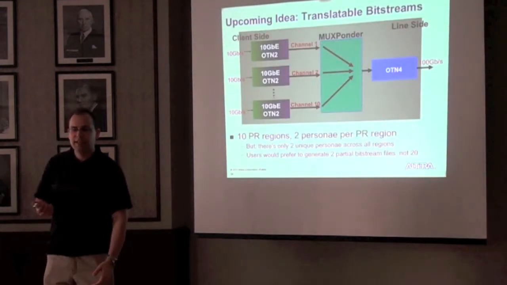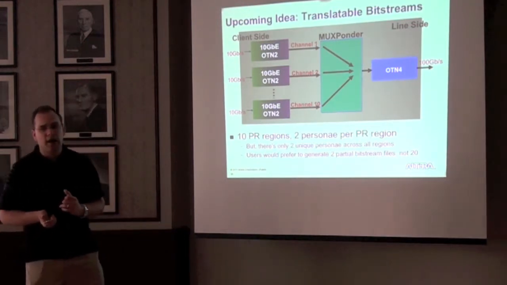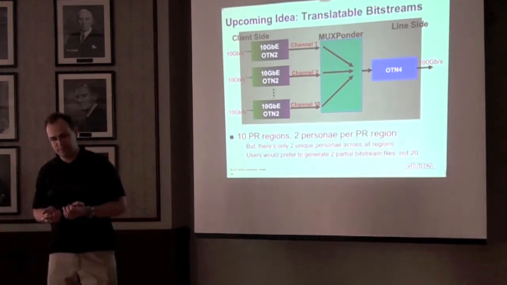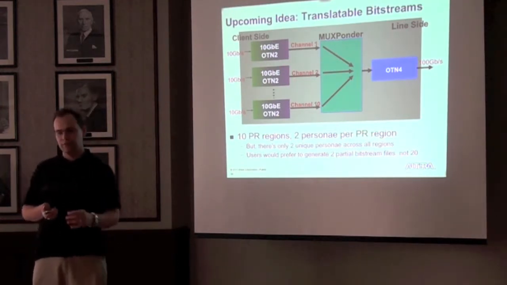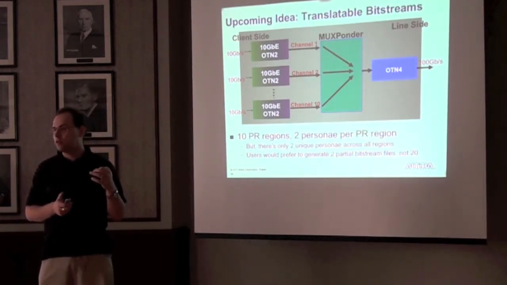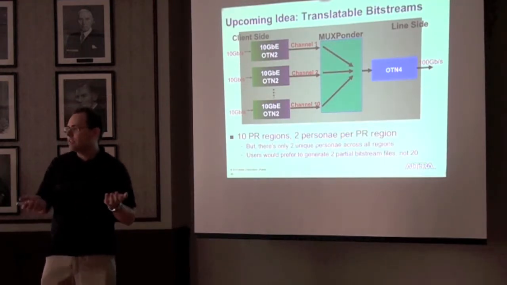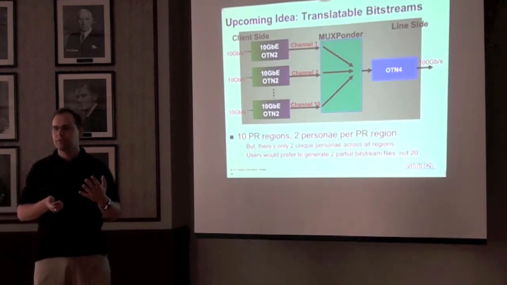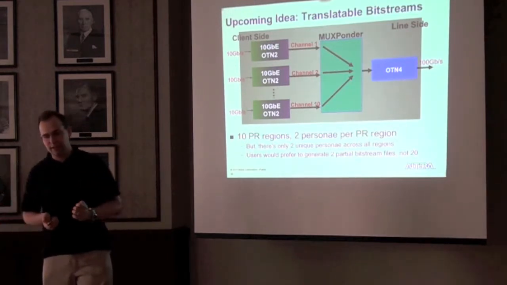Okay, so lastly, just 3 ideas of where we want to go with this. The first is translatable bit streams. So consider the following system that looks, again, very similar to what we've seen before. 10 different PR regions, each region having 2 personas. However, there are only 2 unique personas, if you just look at the HDL for the entire design.